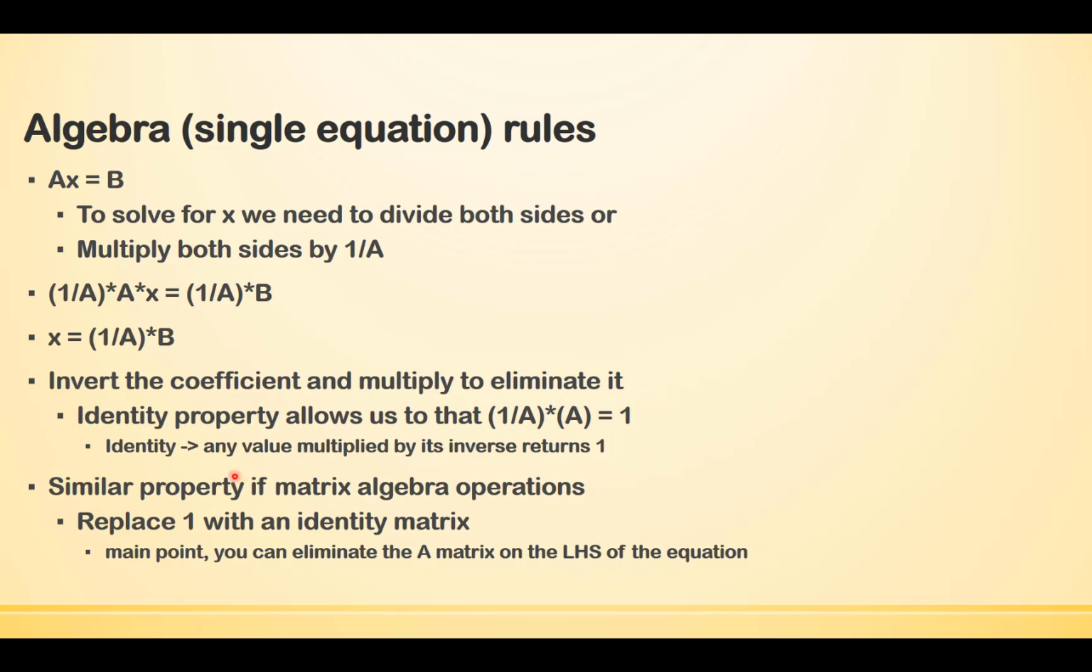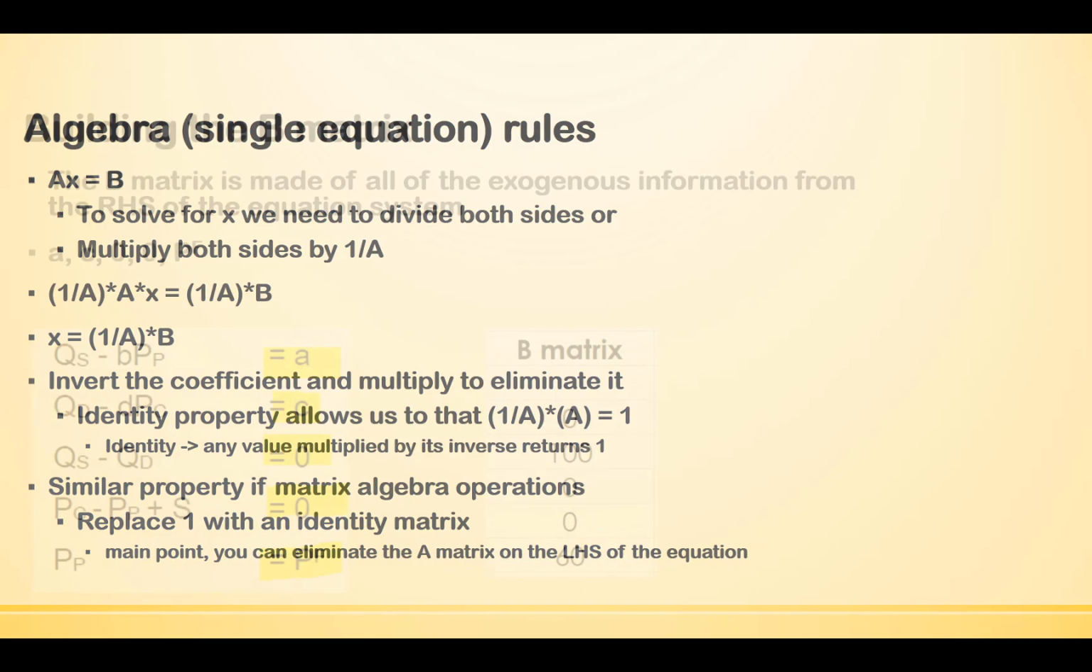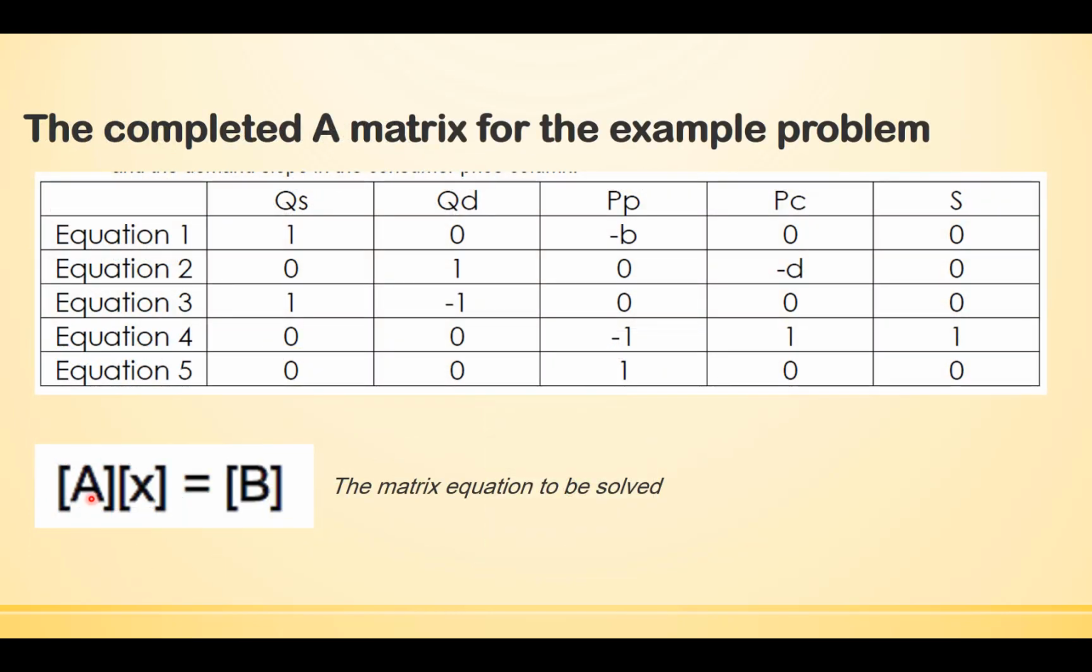And we have a similar property in matrix operations. So if you write a matrix equation and do an inversion and multiplication of that inversion times itself, then you'll end up with something like 1. Instead of 1, you end up with an identity matrix. But the main point here is you can eliminate that A matrix on the left-hand side of the equation. Okay, so what we're saying here is, if this is A the matrix times X the matrix equals B, then we need to find 1 over A, or the inverse of A, multiply that times A, and we'll eliminate it from the left-hand side of the equation.